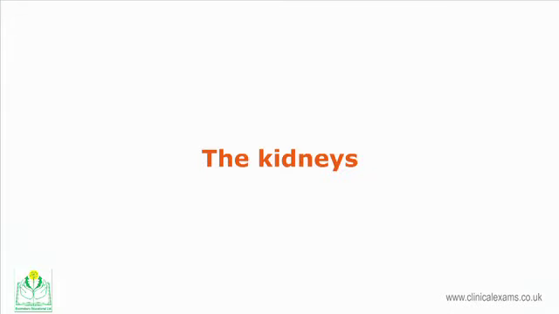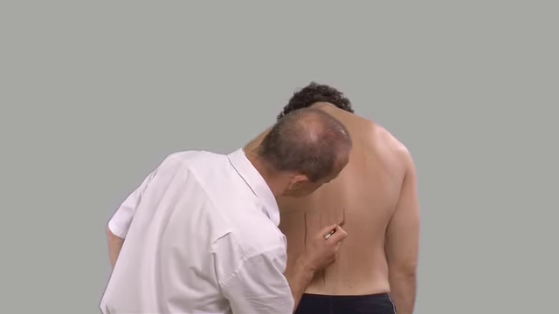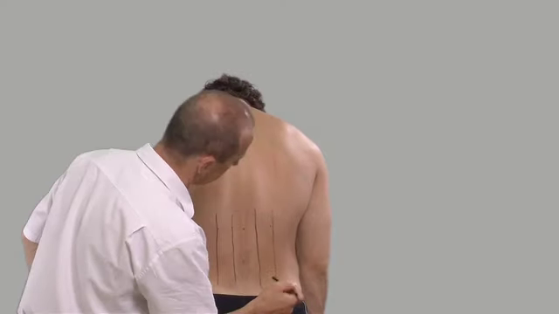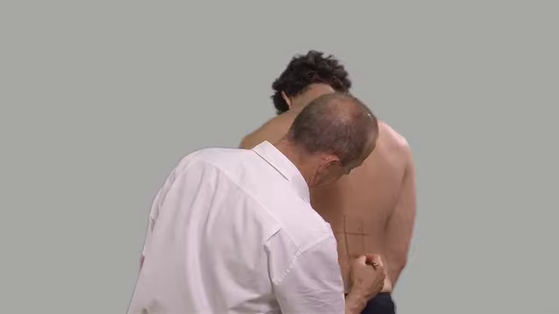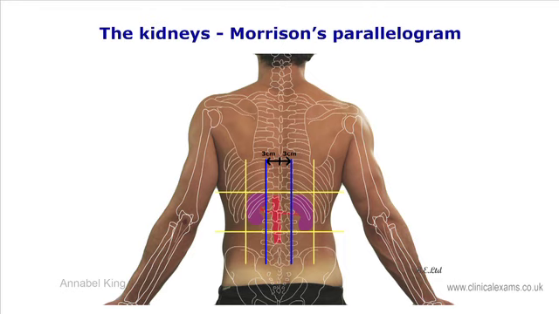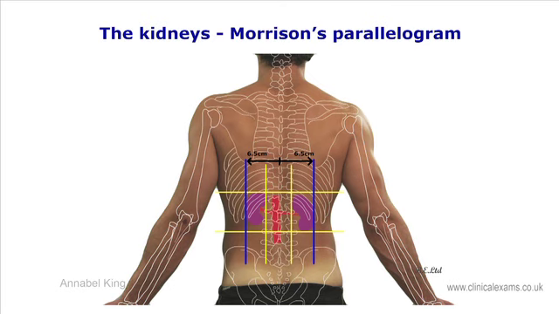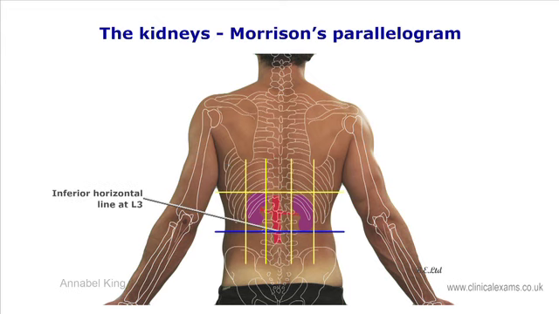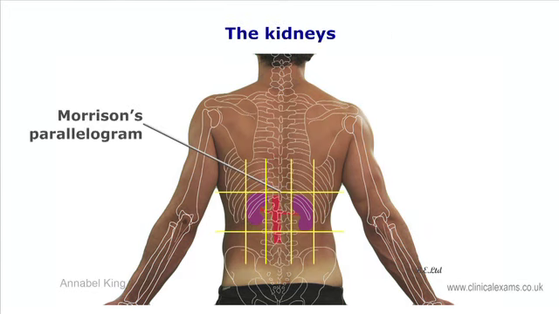The kidneys. The kidneys can be mapped by drawing 2 vertical lines on either side of the spine and 2 horizontal. The medial vertical lines are 3 centimeters from the spine and the lateral vertical lines 6.5 centimeters from the spine. The superior horizontal line is drawn at the level of T12 and the inferior horizontal line at the level of L3. This is known as Morrison's parallelogram.